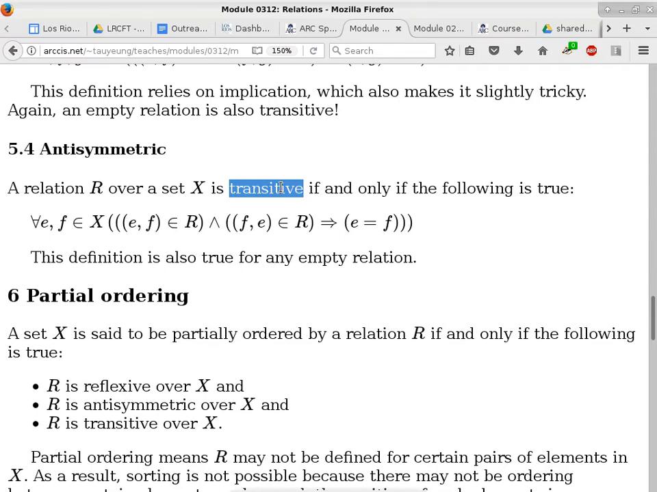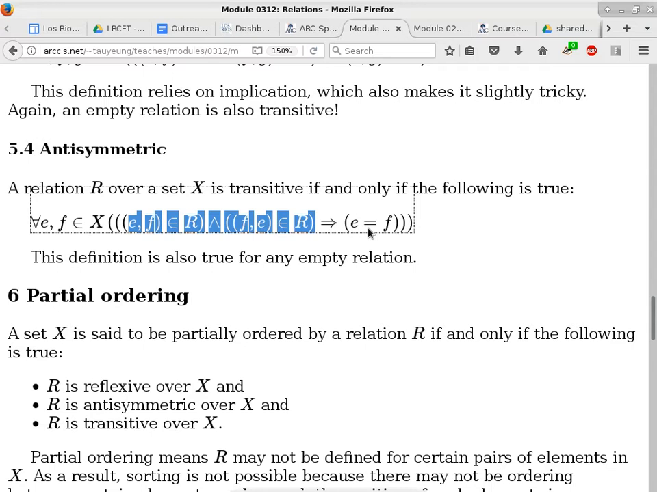So a relation R over a set X is antisymmetric if and only if the following condition is true. The condition itself is actually correct. So the term is incorrect, but the qualification is actually correct. So let's focus on what is inside here. For any two elements E, F that you can pick from X, the following has to be true. E R F and F R E implies that E equals F. They are the same thing. And this is called antisymmetric. That's how it's called.